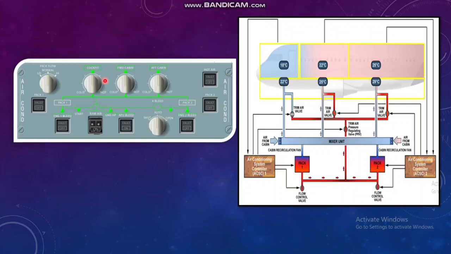And this is your trim air valve for the cockpit, forward and aft cabin. Talking about this valve, what we have discussed. And this is your hot air valve. So the hot air pressure regulating valve is controlled from this. It is interlinked with all three. And this is your engine bleed, and this is your APU bleed, depending on what air you are taking from this area.